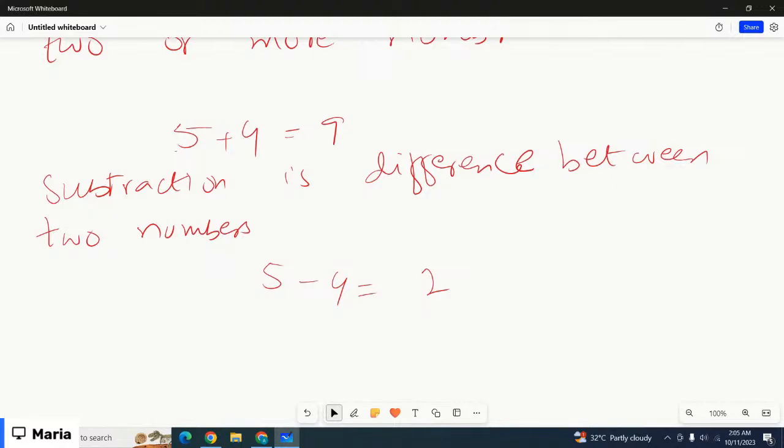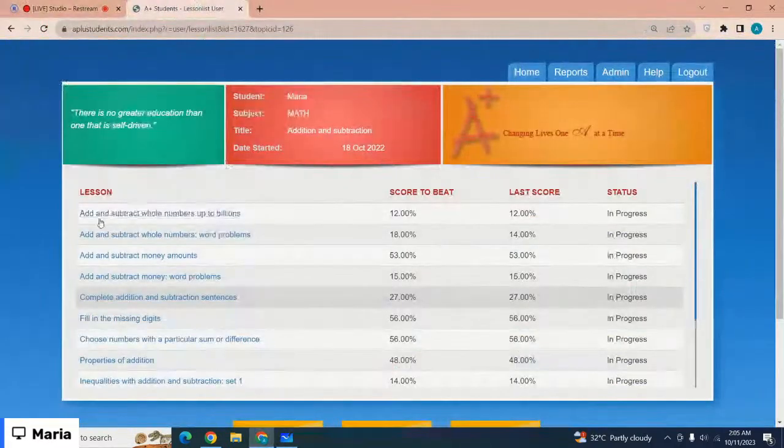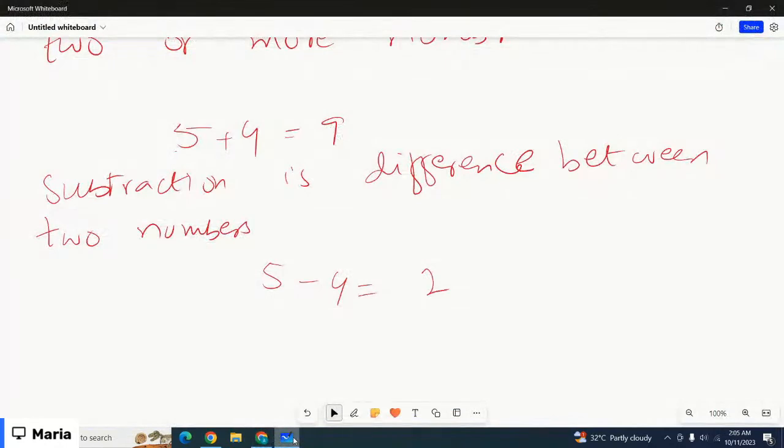So we're going to start with the chapter that is addition and subtraction facts. Let's start with the first lesson, add and subtract whole numbers up to billions, right? So how do we add whole numbers? What are the whole numbers?